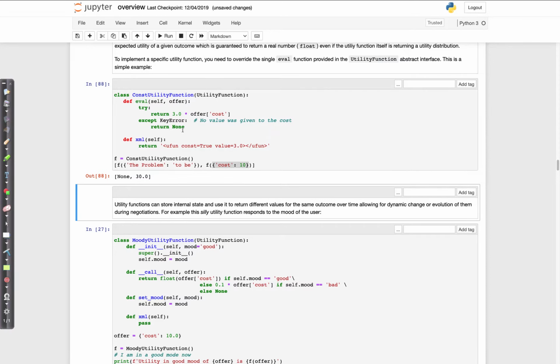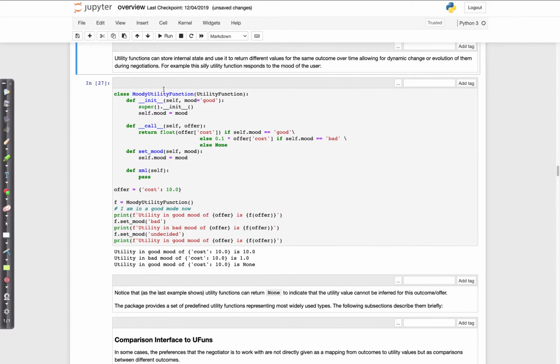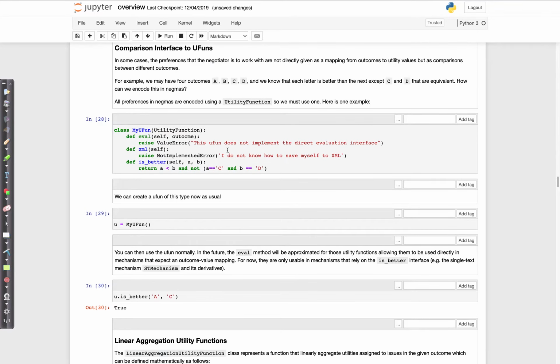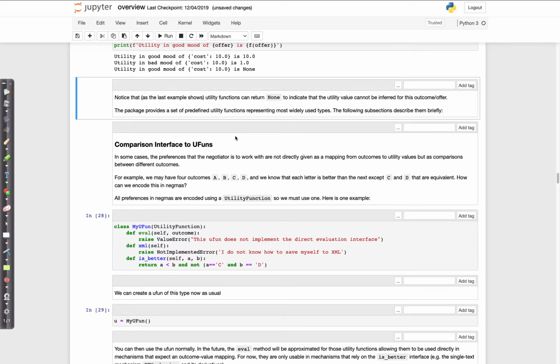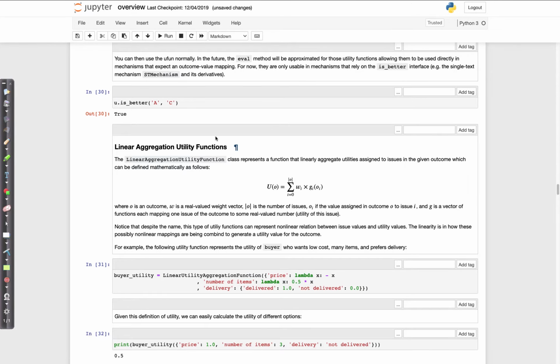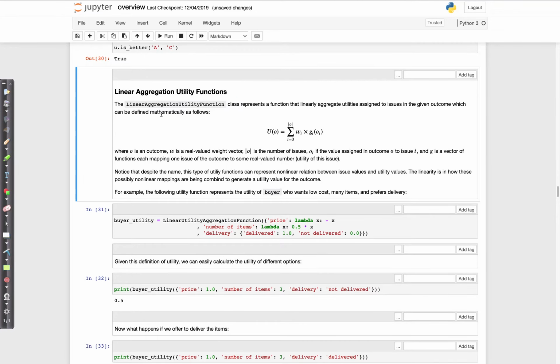There are some built-in utility functions. Here is a utility function with an internal state. We call it a moody utility function. Depending on its internal mood, it changes the value of different outcomes. And we spoke about different types of preferences. So there are partial orderings, there are rankings, comparisons, and all of these. You can define utility functions for these different types of preferences in NegMAS. I'm not going into details. You can go into the representation here and read it in the tutorial. But I'll speak a little bit about this type of utility function.